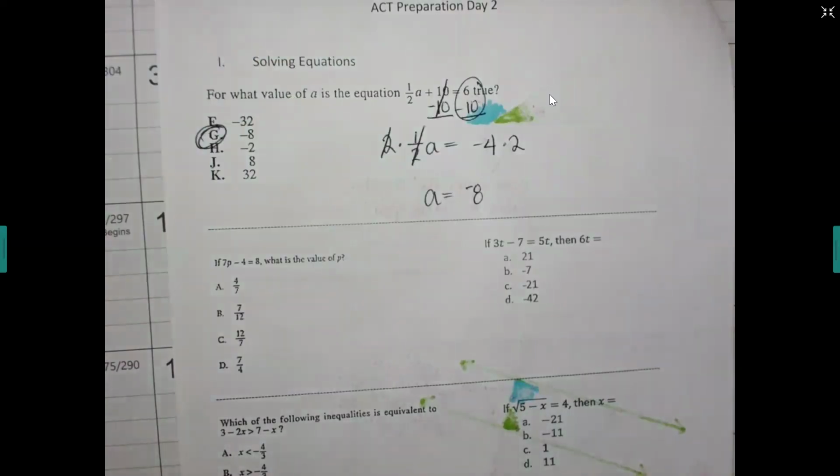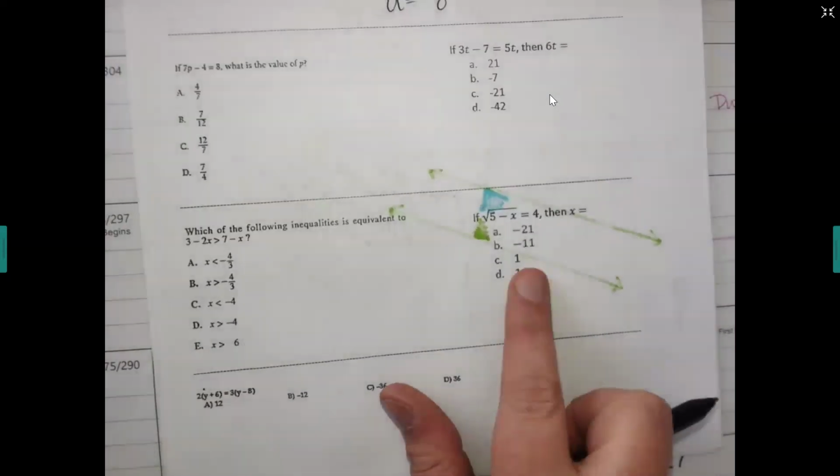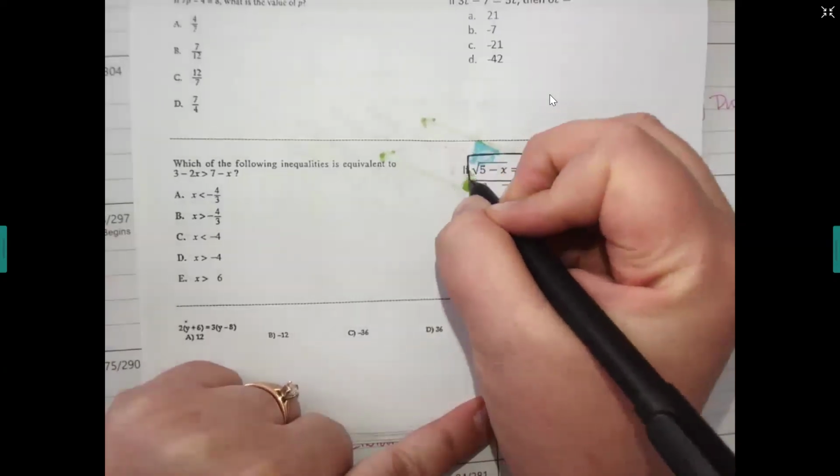All right. Go ahead and go down for me to this one right here. So I have root 5 minus x equals 4. What are we going to do? So to get rid of the square root, we'll have to square. So put a squared and a squared. Squared and square root crosses out. I have a 5 minus x left.